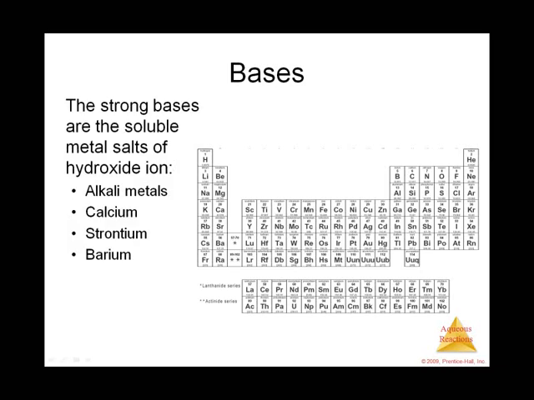And if we want to know which bases are strong, it's basically the bases of these group 1 metals and the bases of these 3 that are always together here in all of our rules: calcium, strontium, and barium. So if it's a hydroxide of alkali metals or those 3 alkaline earth metals, it's going to be a strong base. Otherwise, the base will be weak.